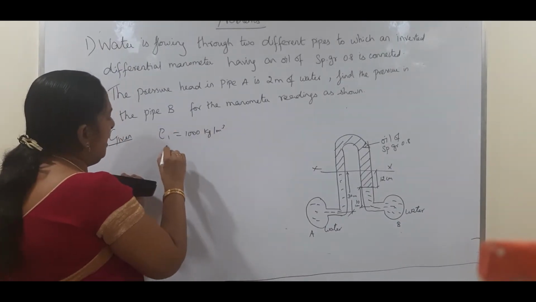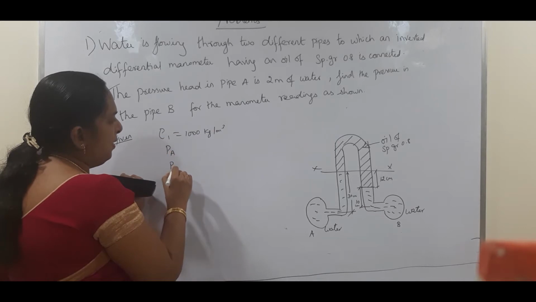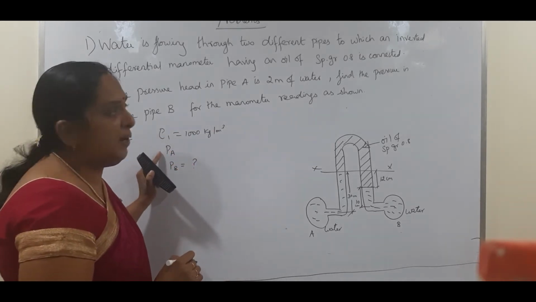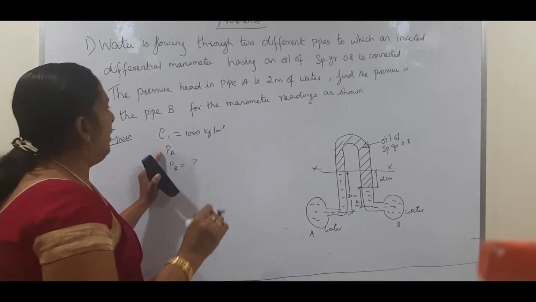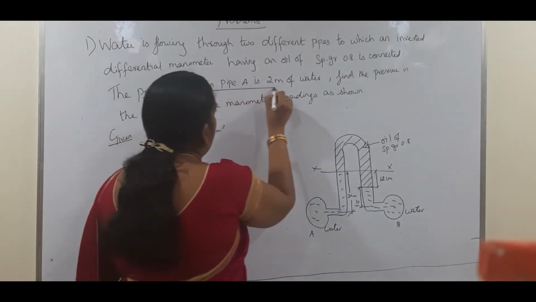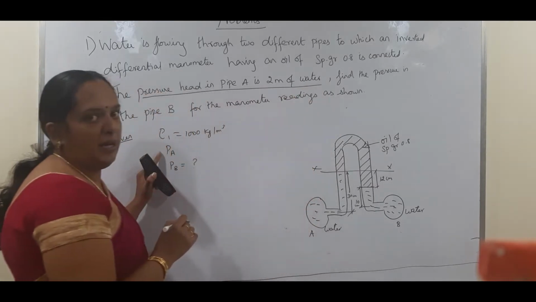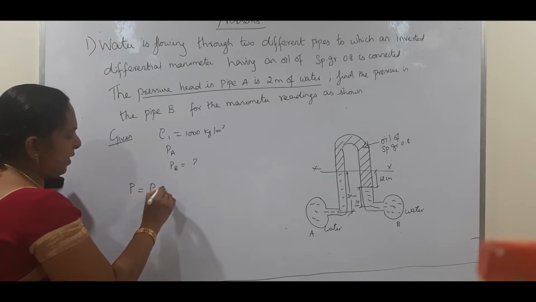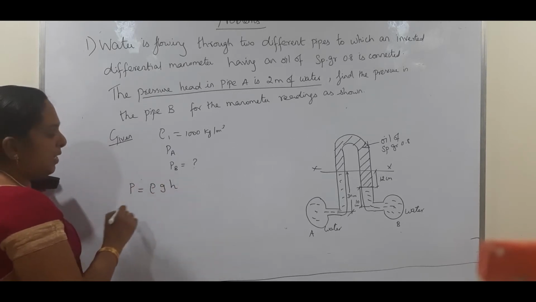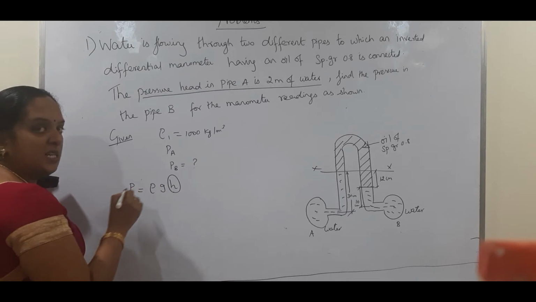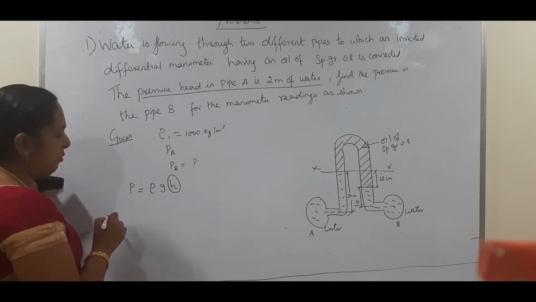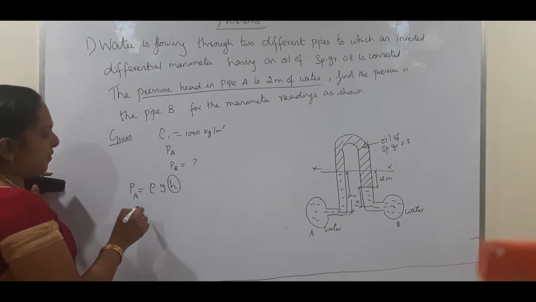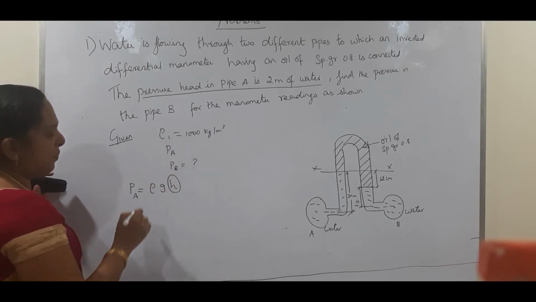Okay, so PA and PB. They asked you to find out the pressure in the pipe B. Then what about the pressure in the pipe A? For that they have given you a clue, that is, the pressure head in pipe A is 2 meter of water. So what is the pressure formula usually? Pressure formula is rho into G into H. Am I right? So what is this H? This H is said to be the pressure head. We have seen in the derivation. So here with respect to PA they have given you the H, that is 2 meter of water.